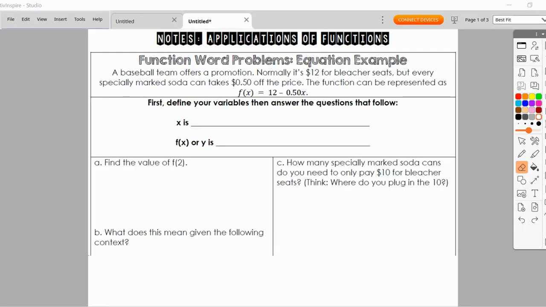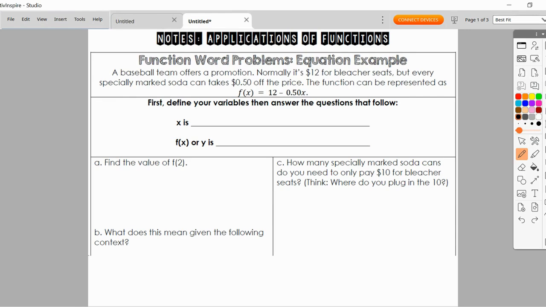We're going to do the first function word problem where we're given an equation and have to use it. A baseball team offers a promotion. Normally it's $12 for bleacher seats, but every specially marked soda can take 50 cents off of the price. The function can be represented as f of x equals 12 minus 0.50x.